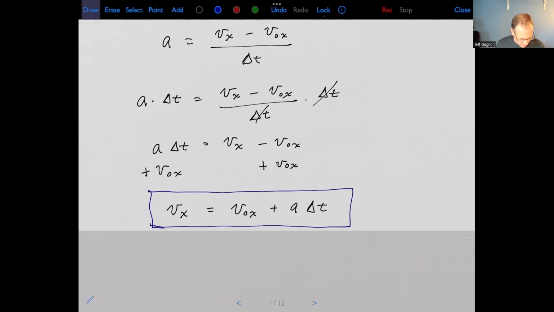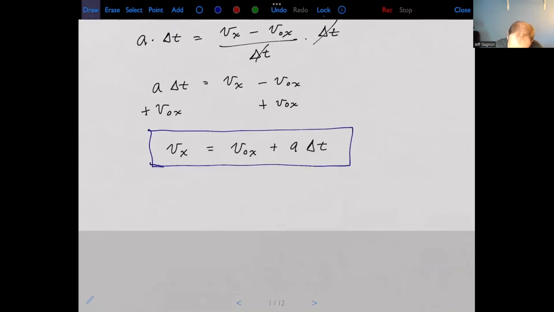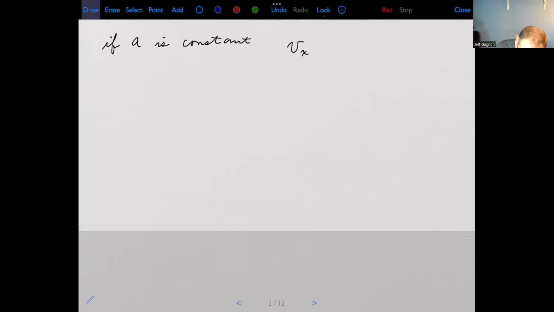Okay, next. If A is constant, so if the acceleration is constant, which is the situation we're dealing with right now, then this is going to be true. If A is constant, then it turns out that the average velocity, I'll just use a bar for average in this case, in the x direction is simply equal to the initial velocity plus the final velocity divided by 2. It's simply the average of the initial and final velocities.